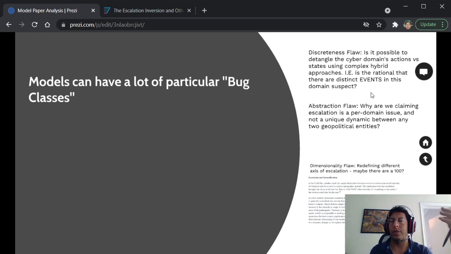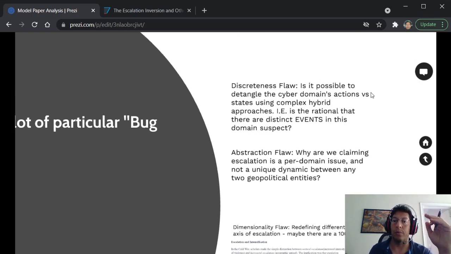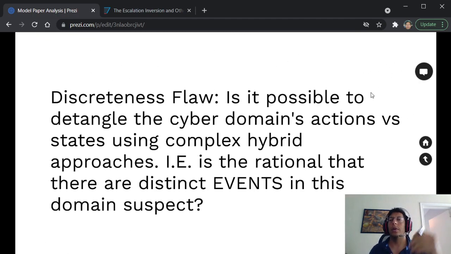I like to divide these thoughts into what I call bug classes. So in C programming, you'll have bug classes like format string, stack overflow, use after free, and lots of others. In policy papers, you have this sort of one, like a discreteness flaw. People will untangle stuff that cannot be untangled, where correlations are implicit in the analytics. In this case, we're untangling the cyber domain essentially from a lot of different things.